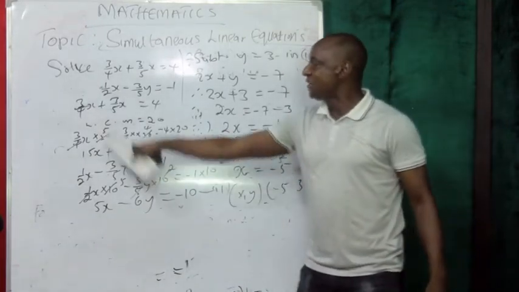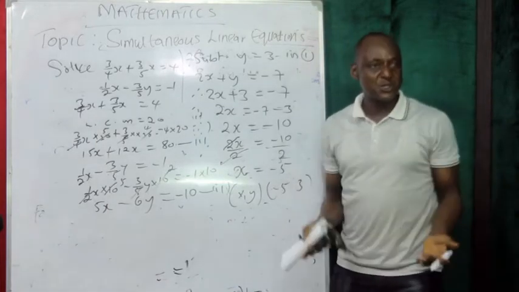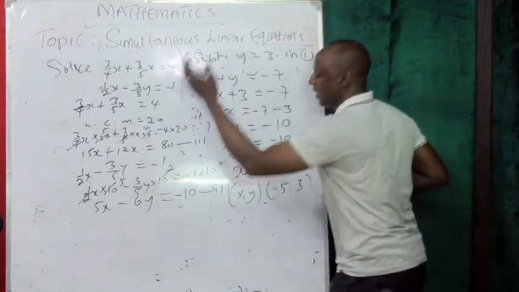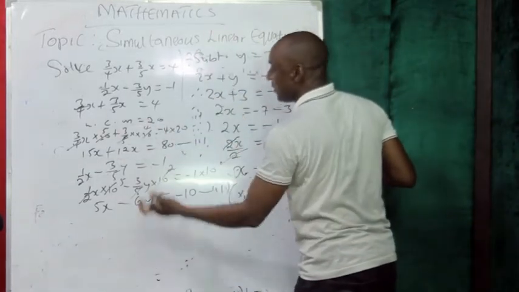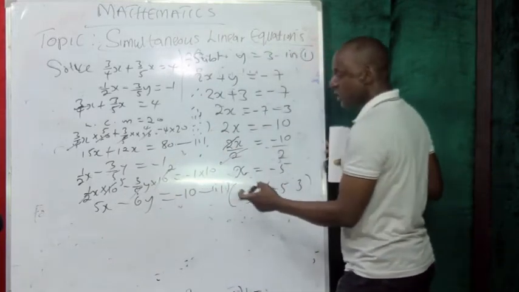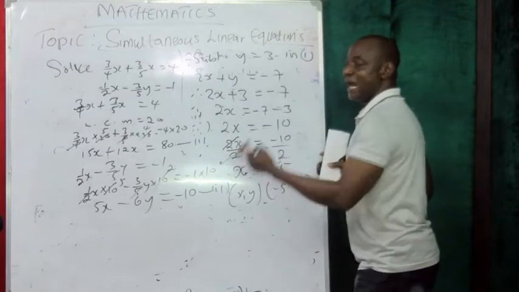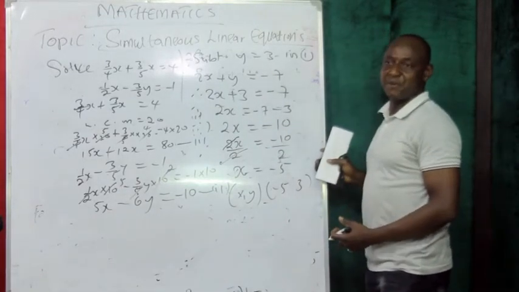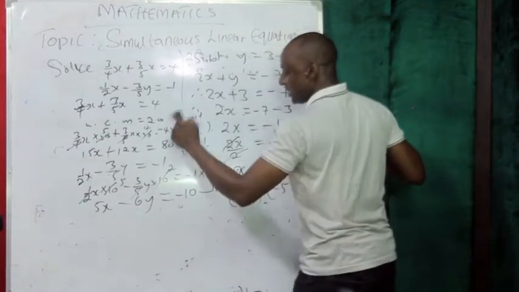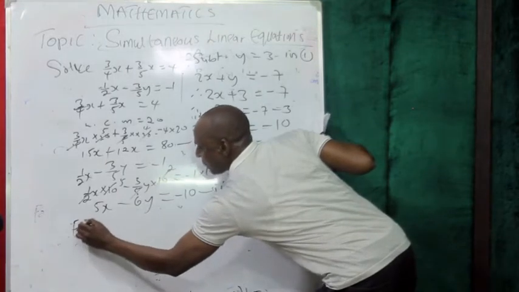And from here now you have the two linear equations. You can proceed by using the substitution method or the elimination method. But if we are to use the substitution method, you have to choose out of these two equations which one you are going to pick to make x or y the subject of the formula.